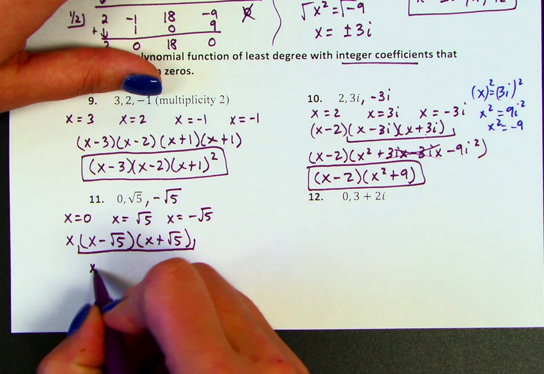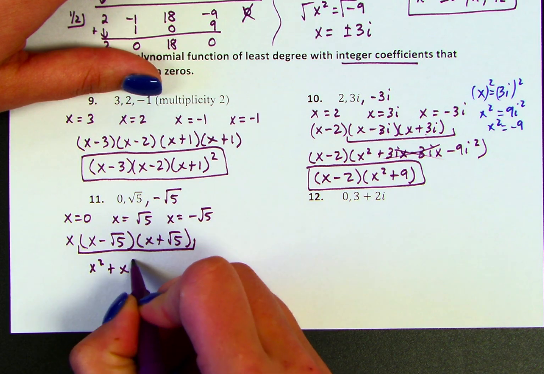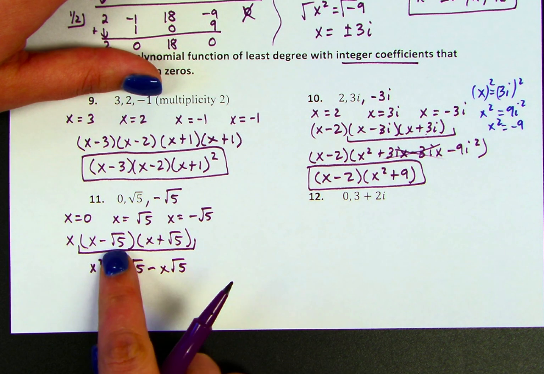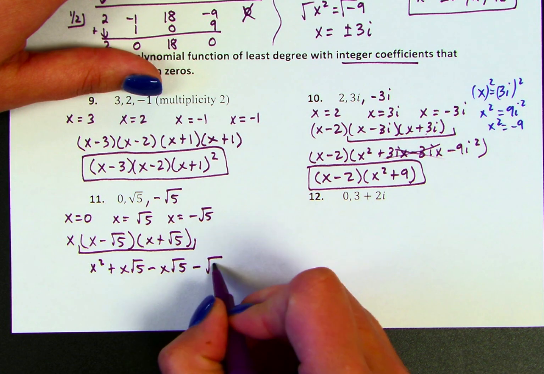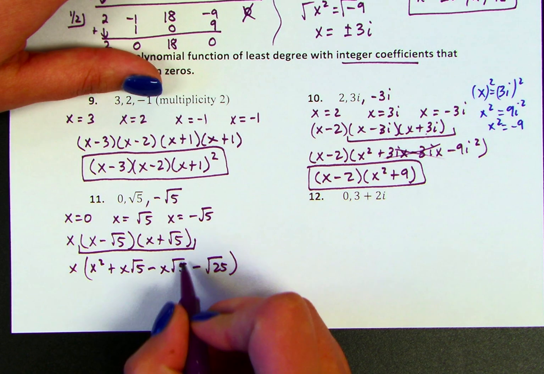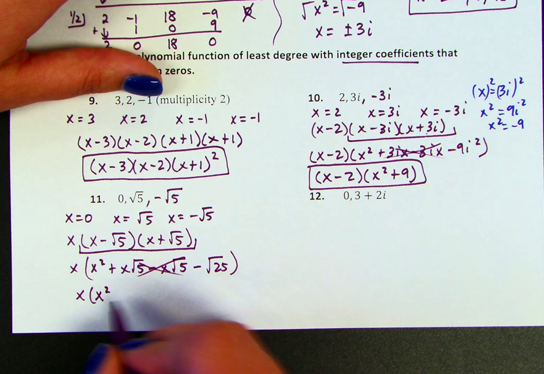So x times x is x squared, and then I will have x square root of 5 minus x square root of 5, so those are going to cancel. And then negative square root of 5 times a positive square root of 5 is negative square root of 25. And then that x just comes down. So again, middle ones cancel. And then I will have x squared minus 5.